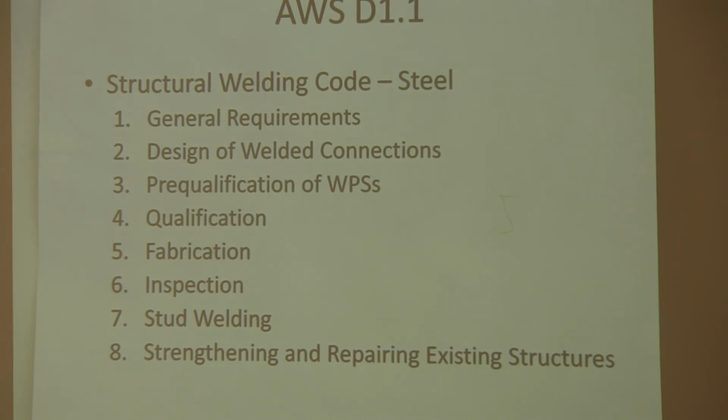In AWS D1.1, this is a little bit different than a lot of codes. They actually have pre-qualified processes. So if you've got processes and parameters that have been proven over time, you can just look in there, you can write out your weld procedure, and you don't have to actually do the qualification testing because it comes out of the code. It's been proven over time. If you're welding something where you don't have the ability to do those pre-qualified procedures, then Section 4 tells you everything you need to know to do that qualification. And then fabrication gives you the rules for how to make things, how to weld things. And then inspection has the requirements and the acceptance criteria that we talked about.